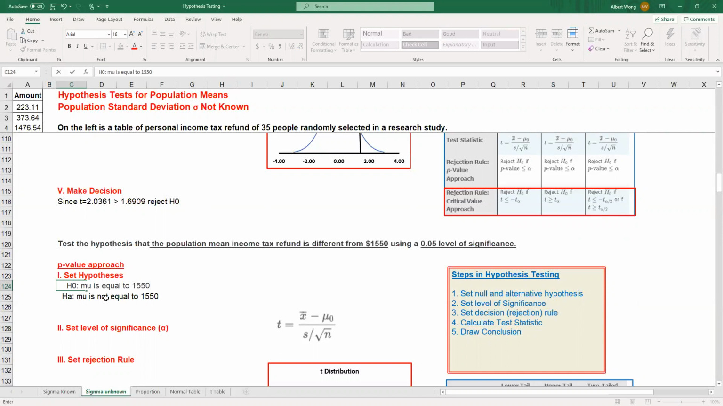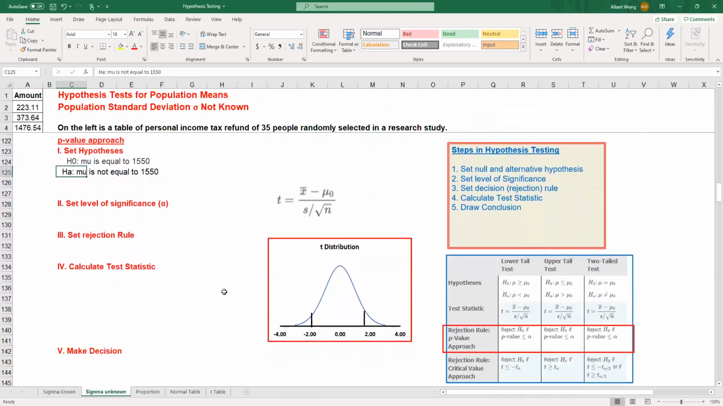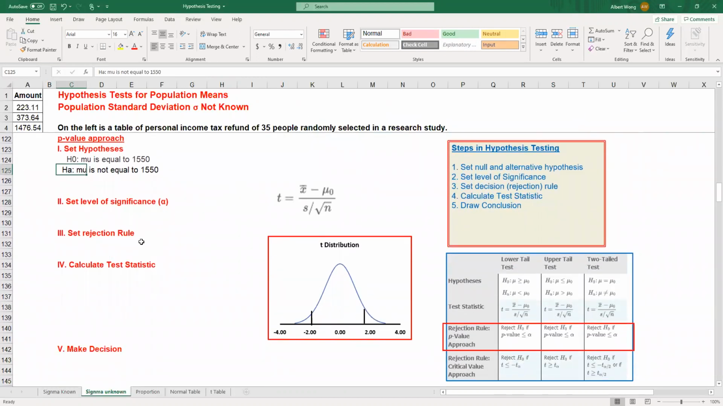And because the alternate hypothesis is not equal to, this is a two-tail test. Everything is the same except the calculation of the p-value as well as the critical value because of the fact that this is a two-tail test. If you use the p-value approach, remember two-tail test, we multiply the tail by 2, right? So again, alpha, of course, is equal to 0.05. Right, rejection rule, right? So how do we do the rejection rule? We say reject H0 if the p-value is less than alpha, right?